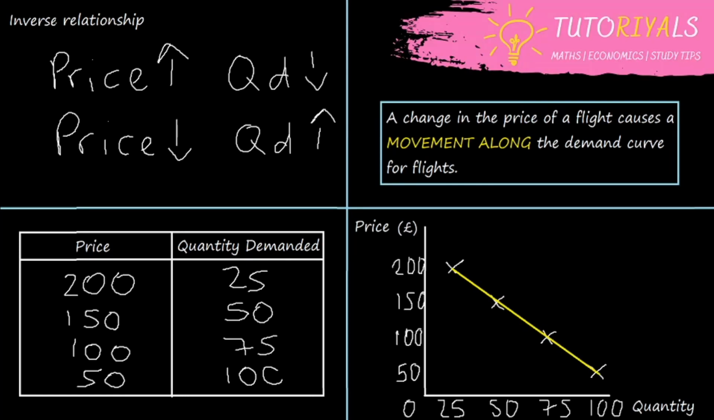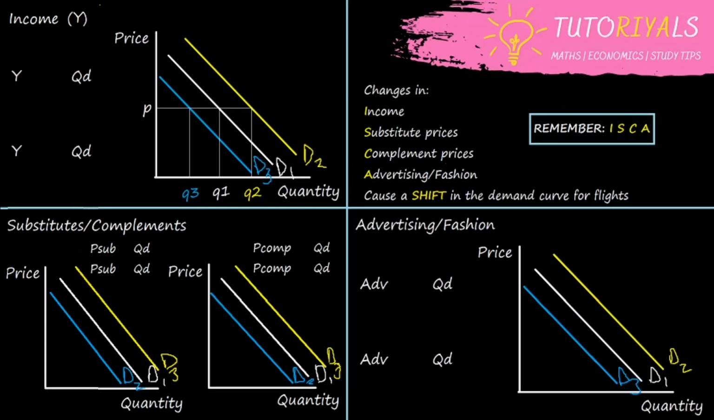It's important to note that any change in the price of a flight would cause a movement along the demand curve. For example, a fall in the price from £150 to £50 would cause an increase in passengers from 50 to 100. Movements along the demand curve happen only when the price of a good changes. So what happens when other factors of demand for a flight change, but the price of the flight stays the same? These factors cause shifts in the demand curve. Let's take a look at the impact of some other non-price factors of demand.